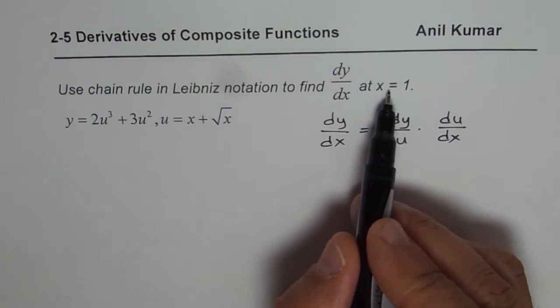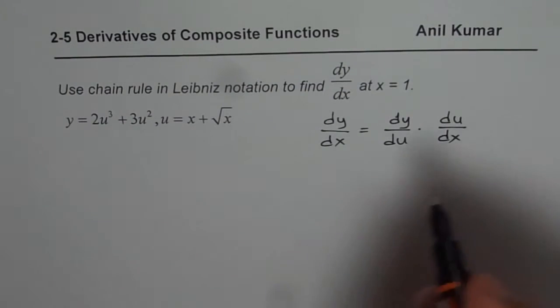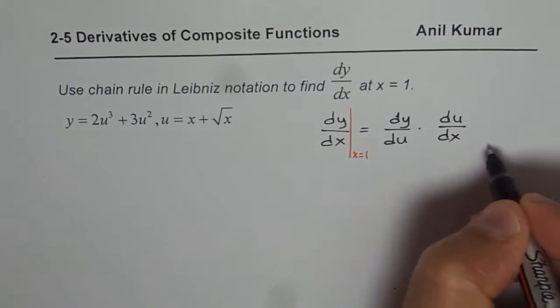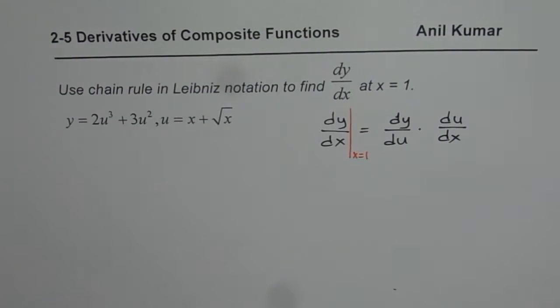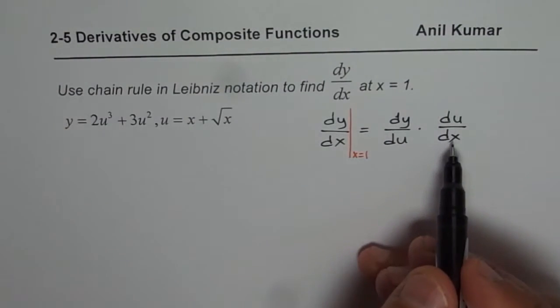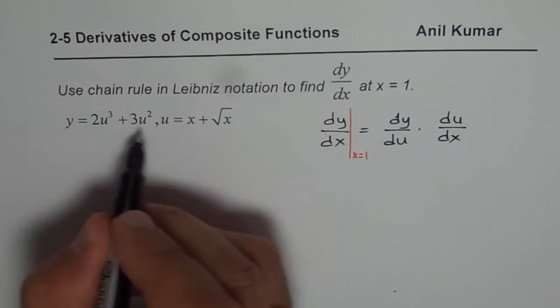When I say x equals 1, what I'm trying to say here is that in this derivative we will substitute the value x equals 1 and find the answer. So that is what it is. So let us begin by finding what is dy/du and what is du/dx. y is given to us, so we'll find both of them here.